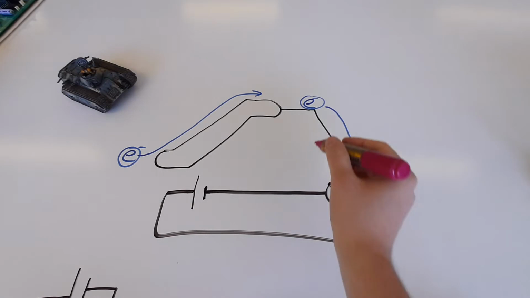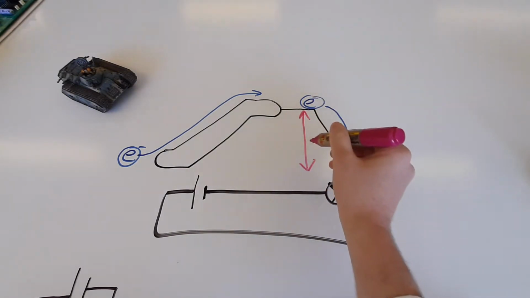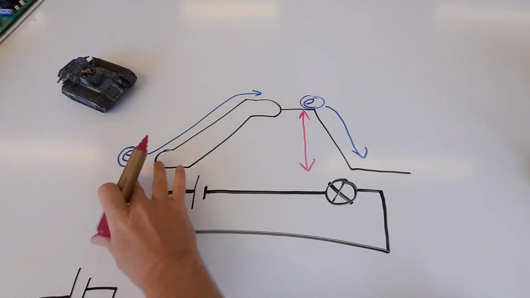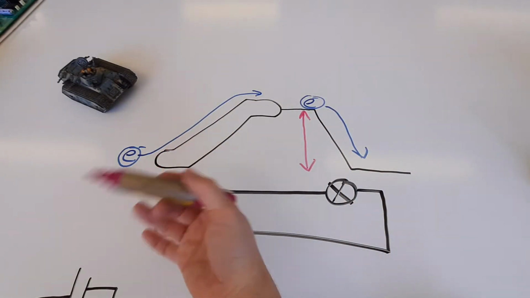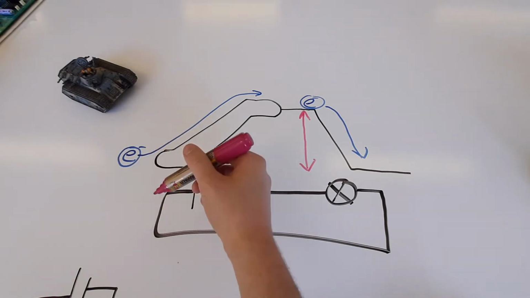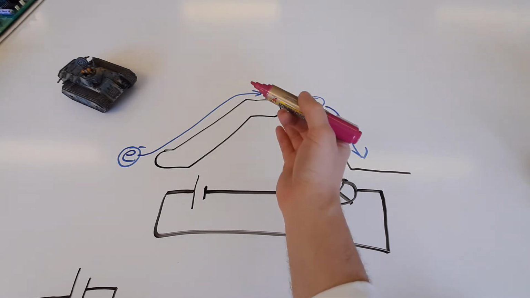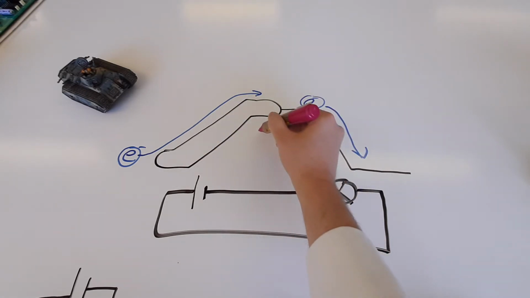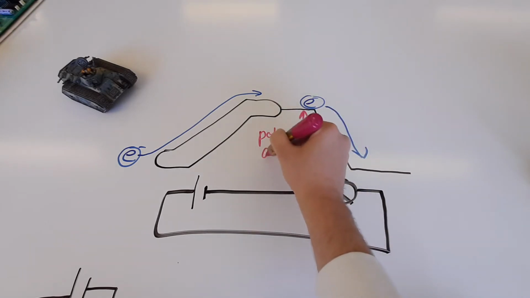Now there is a difference in the height there, okay? And we've just talked about this in terms of height, so that's going to be like gravitational potential energy. So we have a change in potential, or a difference in potential, or a potential difference.